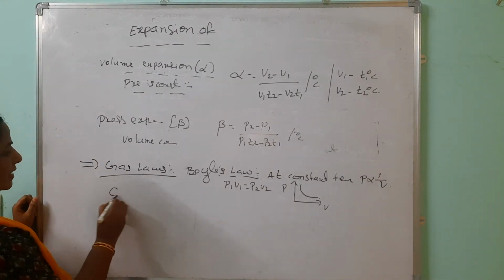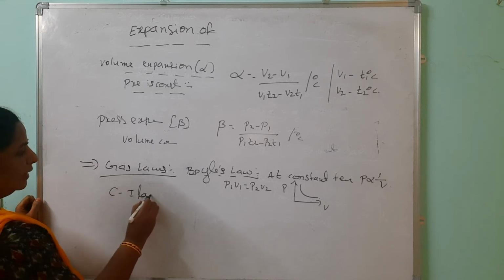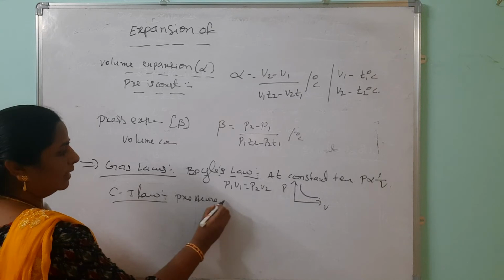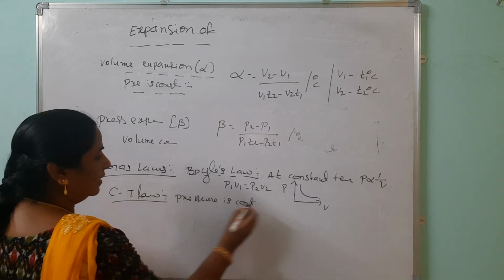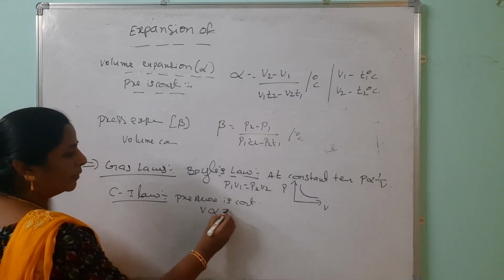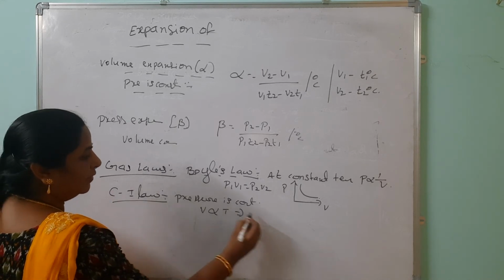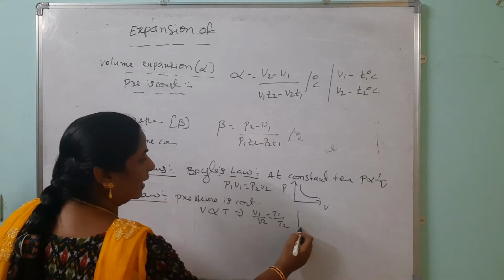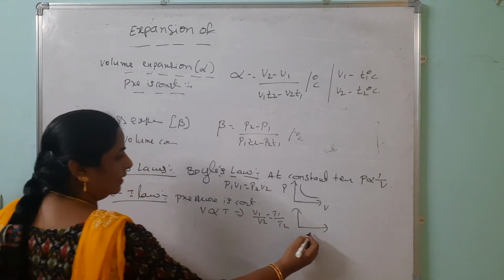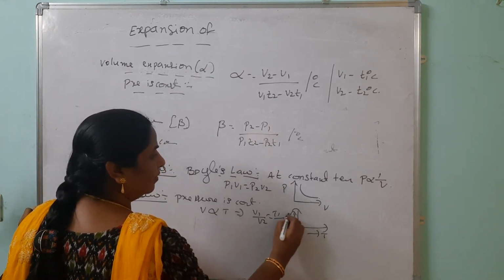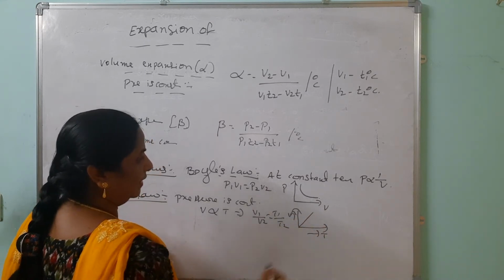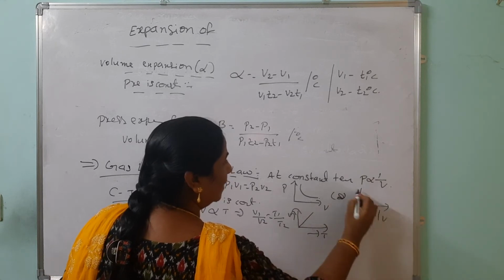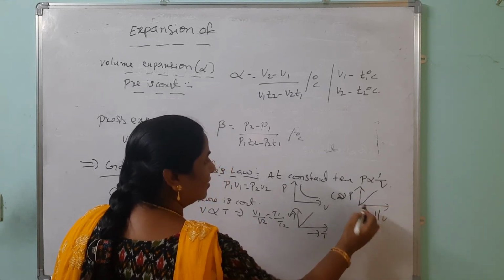Then second one is the Charles first law. In this, pressure is constant. So volume is directly proportional to absolute temperature. We should write it V1 by V2 equals to T1 by T2. The graph between these two, this is the temperature and this is the volume, is a straight line passing through the origin. When we are taking 1 by V on x-axis, it is also a straight line.